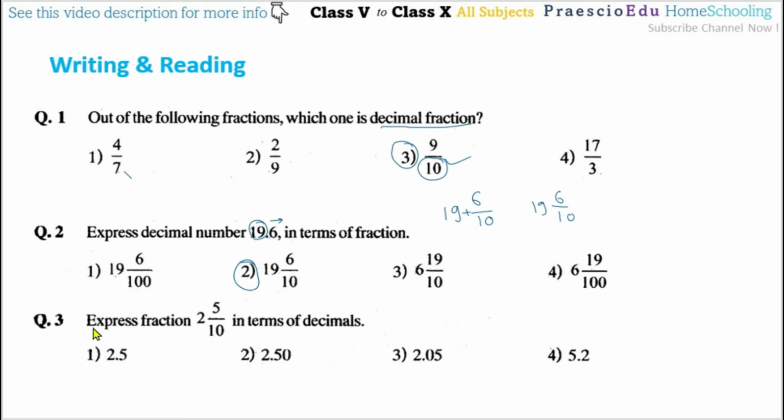Okay, so 19 and 6 by 10 is given in option number 2. Now question number 3, express fraction 2 integer and 5 tenth in terms of decimal. So 5 tenth means what? 5 tenth means 0.5. Okay, and 2 and means 2 plus 5 by 10, so this can be written as 2.5. Okay, so 2.5 is given in option number 1. This is also 2.5, but actually this option can also be correct, means option number 1 and 2, but here 0 is mentioned, so either 1 or 2, both the options are correct.